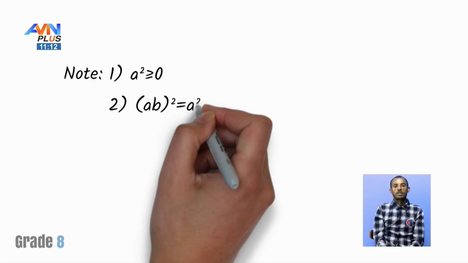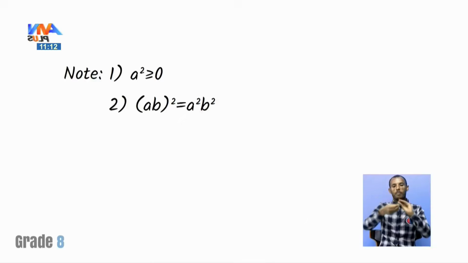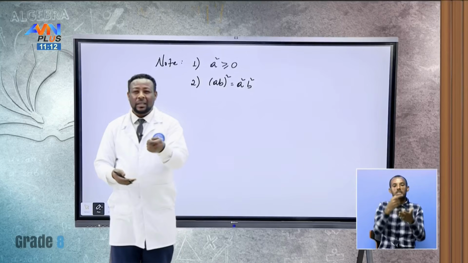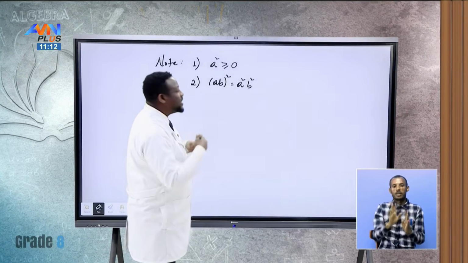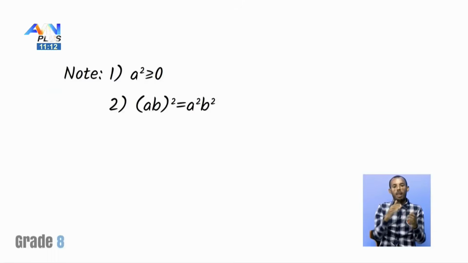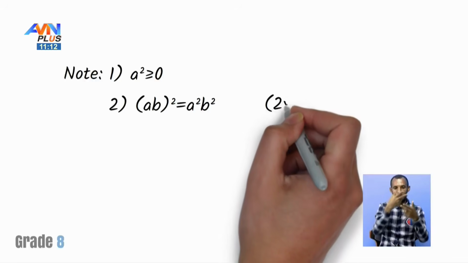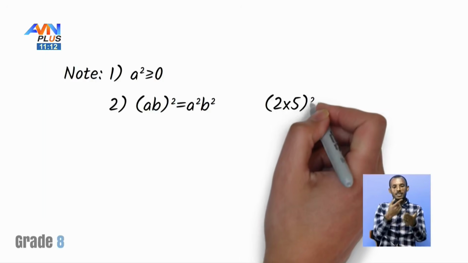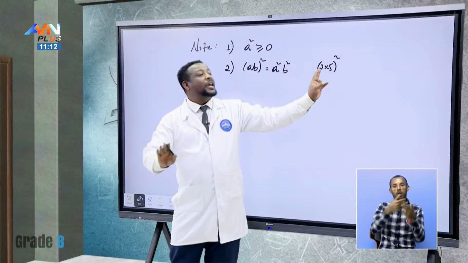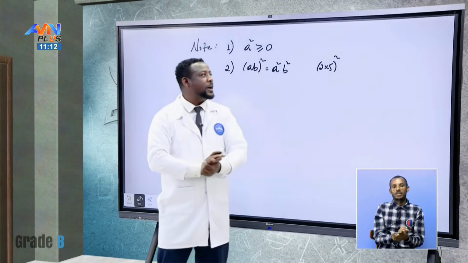This is one of the properties of squared numbers. You can verify this property by taking two rational numbers. Let me take a very simple number to understand this property. If you have 2 times 5, the whole square, definitely 2 times 5 is 10. So 10 squared is 100. Okay, keep this in your mind.